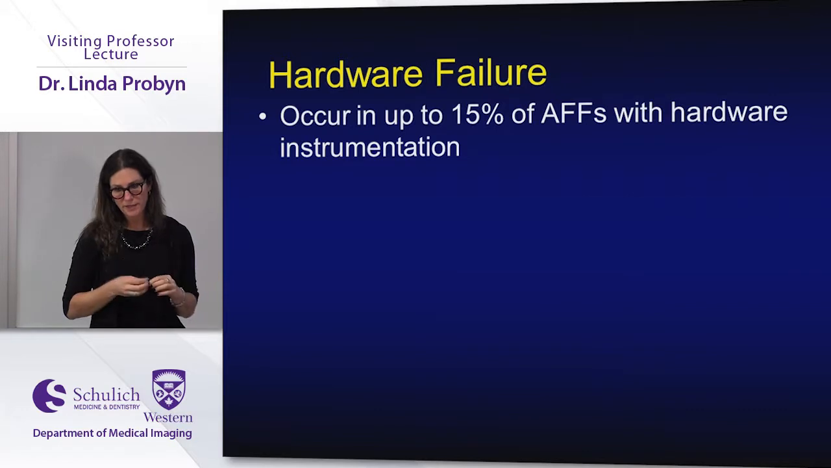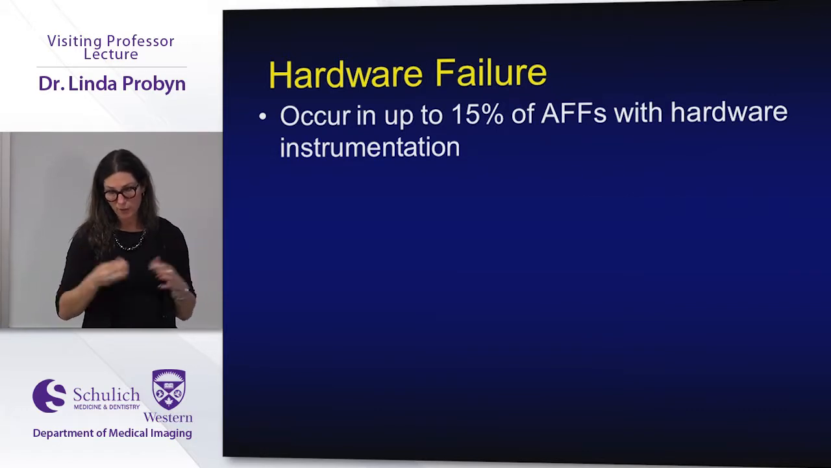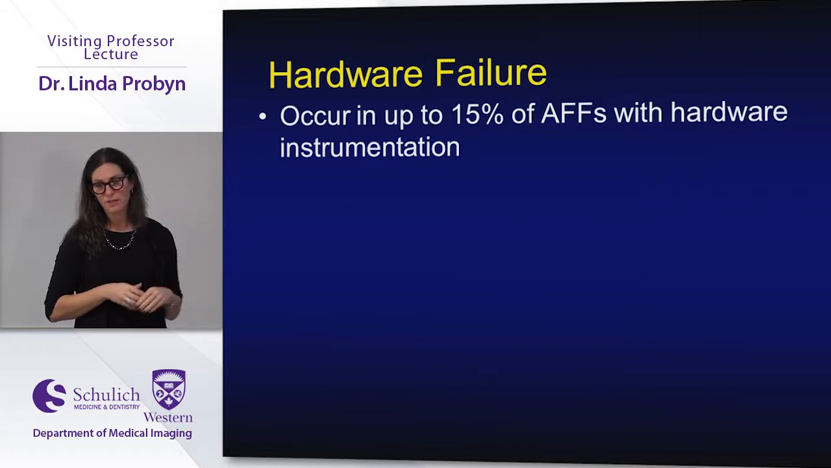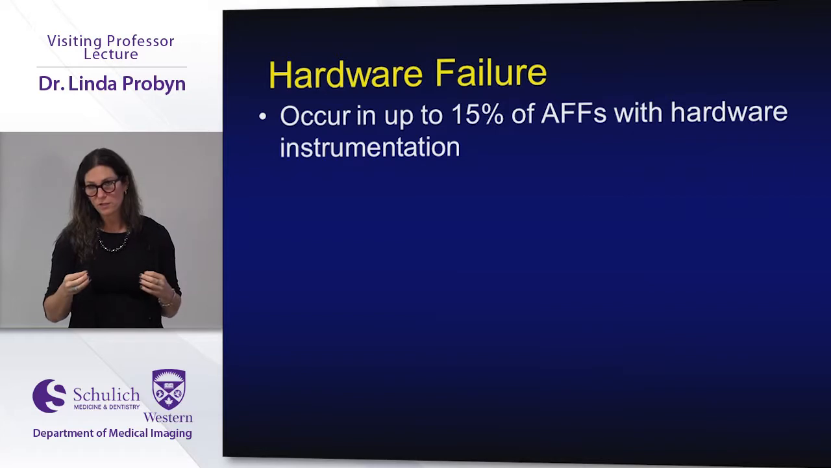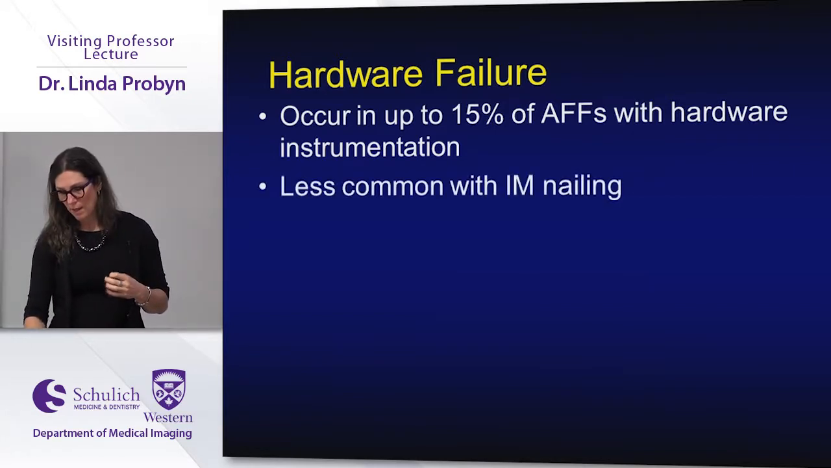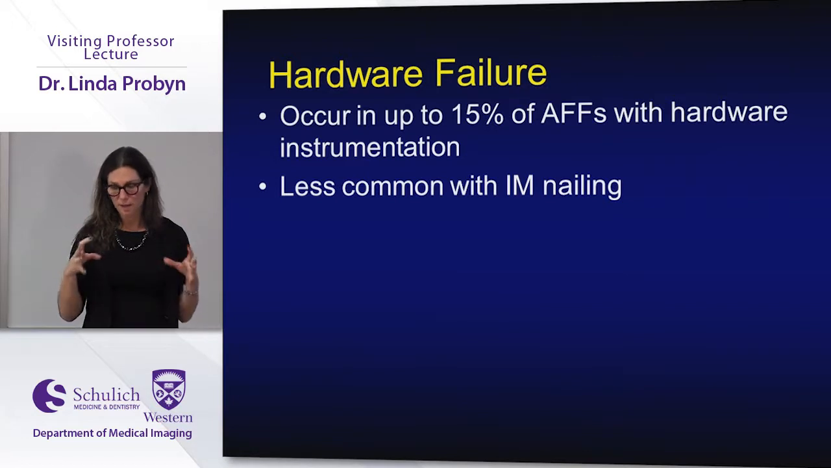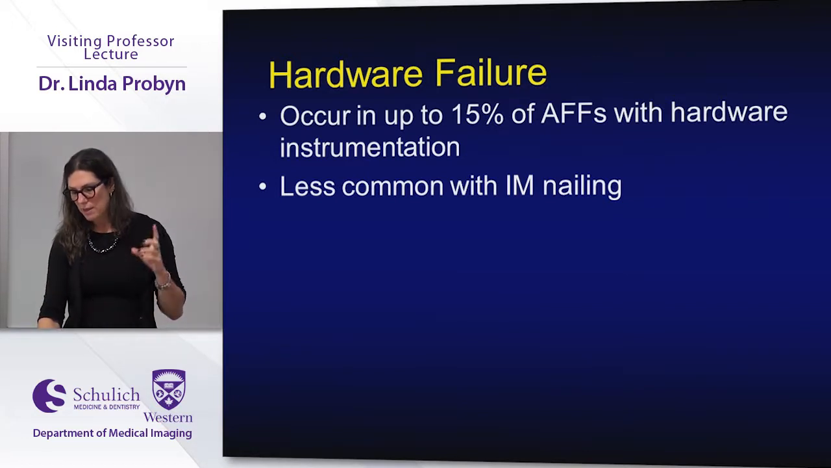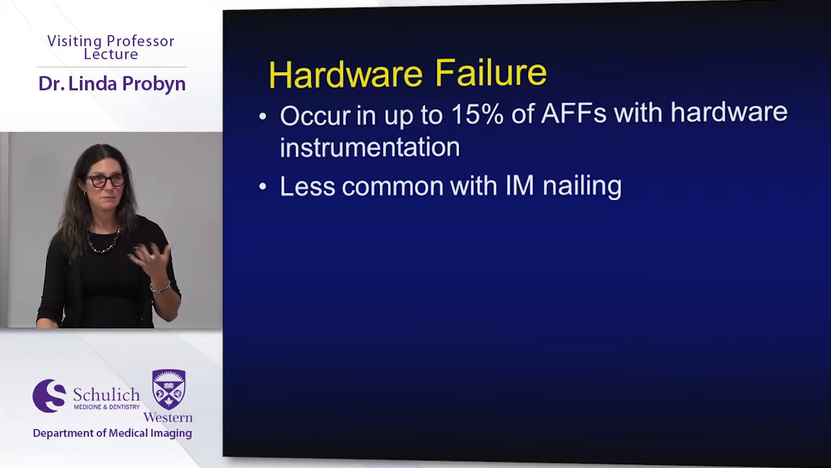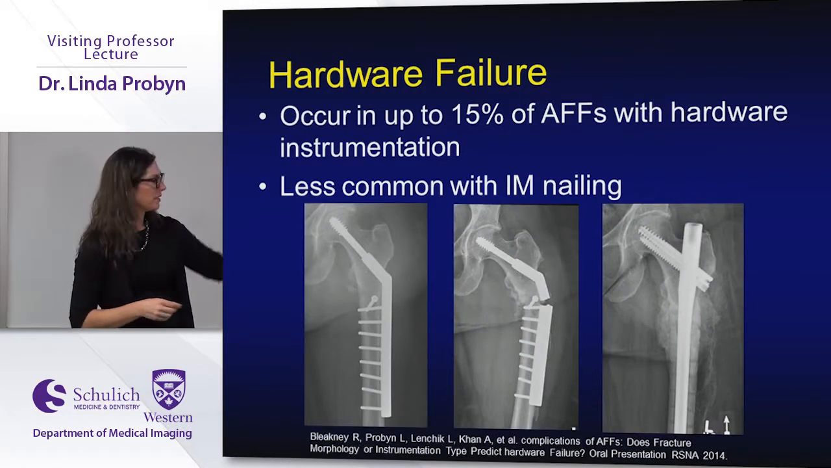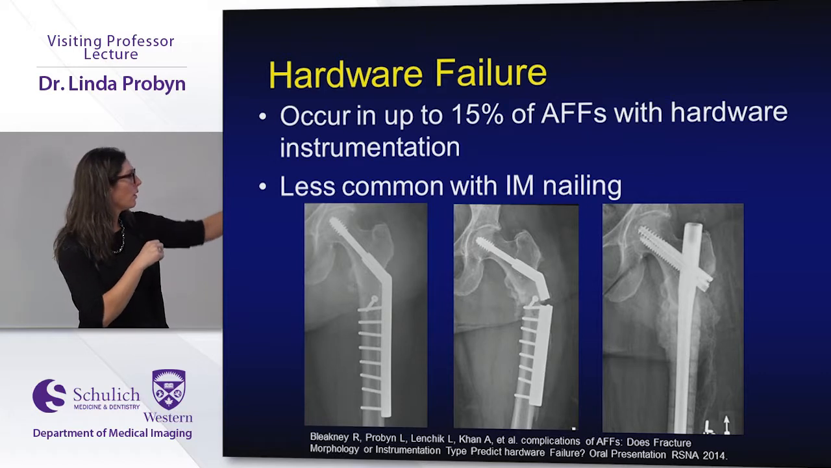So we did a project. We looked at all of the hardware complications that we saw, and hardware failure occurs in up to 15% of atypical femoral fractures. So that's a lot, but it is less common with intramedullary nailing. When we looked at all of the cases, the intramedullary nailing was the one that seemed to do better. So we presented this work at RSNA a few years ago.